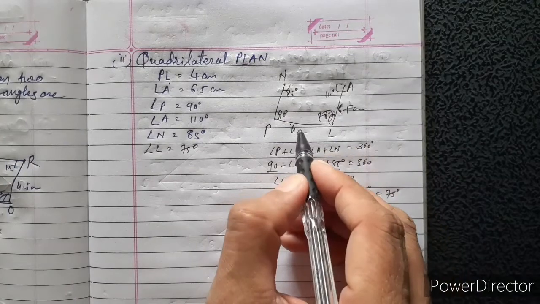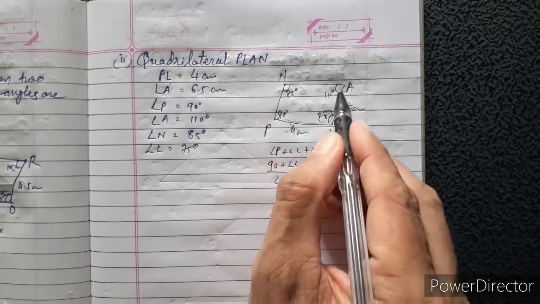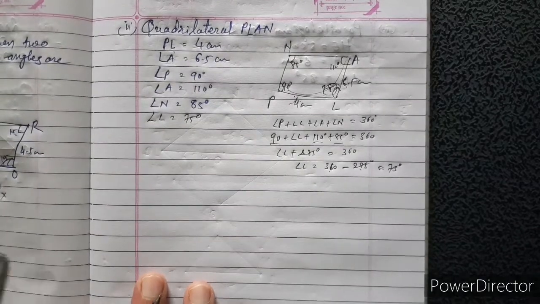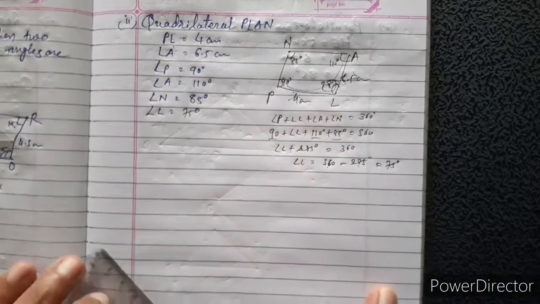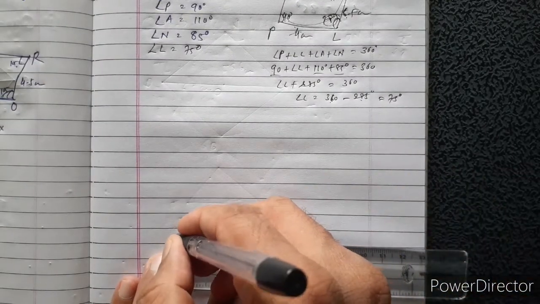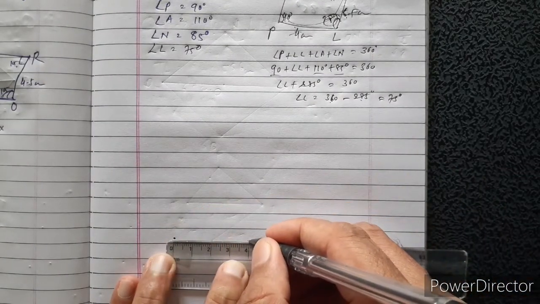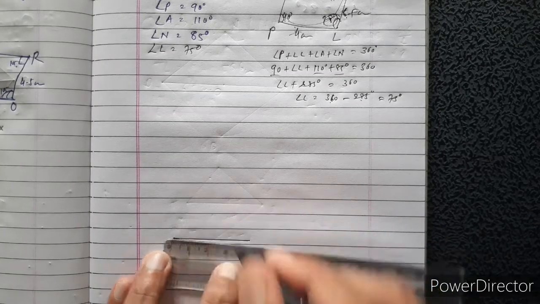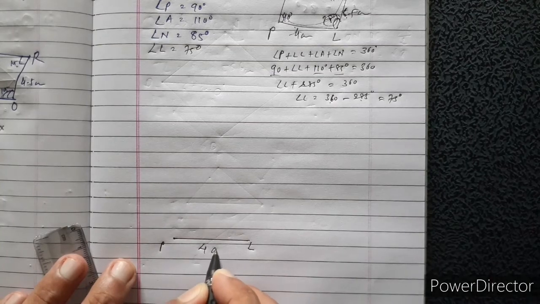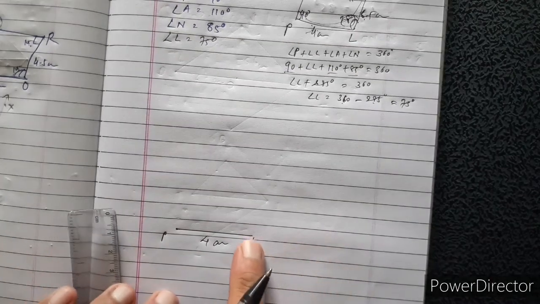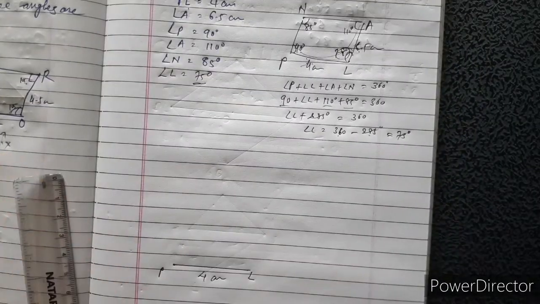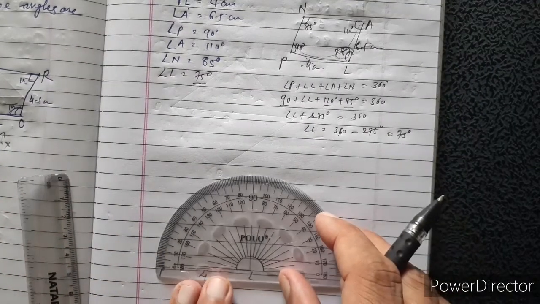So now we have two adjacent sides and these three angles. We just construct that one. Now we start with PL. PL equal to 4 centimeter. So here you just draw PL equal to 4 centimeter. Write down here PL, that is 4 centimeter. Now L equal to 75 degree. So that is 75.